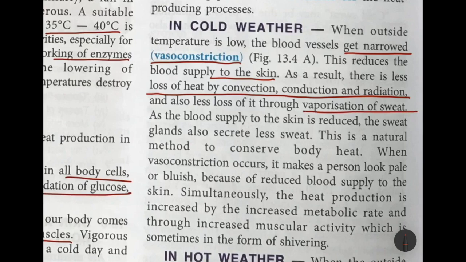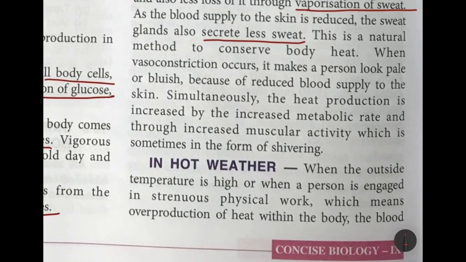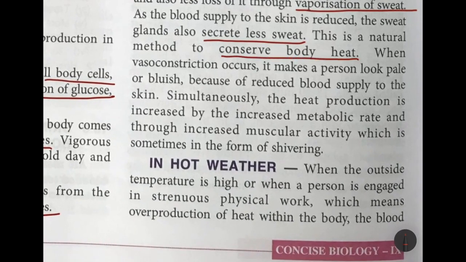Now as the blood supply to the skin is reduced, the sweat glands also secrete very little sweat, because lots of blood is not coming to the skin, and as a result sweat will not be produced. So this is a very natural method to conserve the body heat. Now when vasoconstriction occurs, it makes the person look pale or bluish because of the reduced blood supply to the skin. That is when you feel very cold, a person becomes very blue if the person is in cold water for a long time. Why? Because it is the way the body is keeping the heat inside the body.